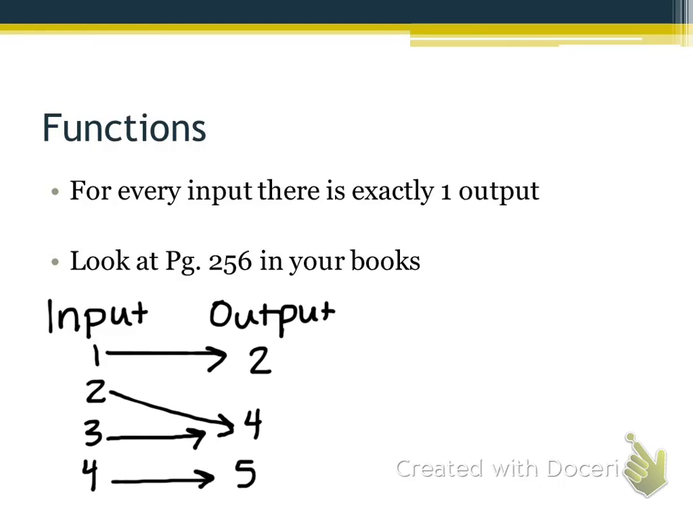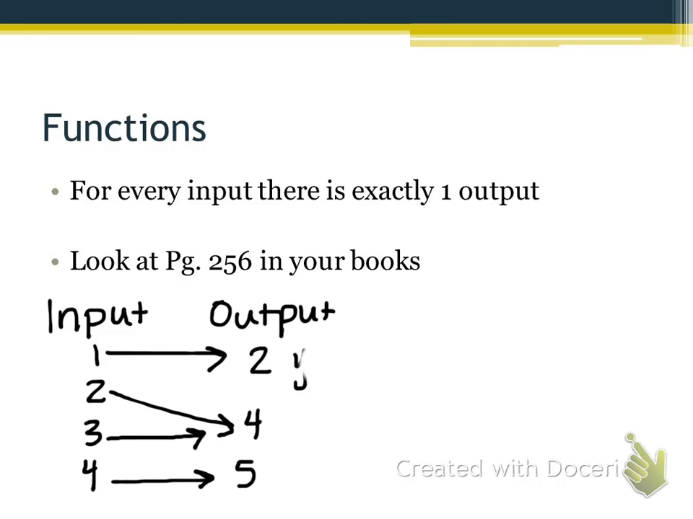You've got to make sure for every input there's only one output. So how many arrows does number 1 have drawn from it? 1. Okay, then I know that's right. 2, how many arrows? 1. 3, 1, 4, 1. So I know that yes, this chart would represent a function. So yes, it's a function.